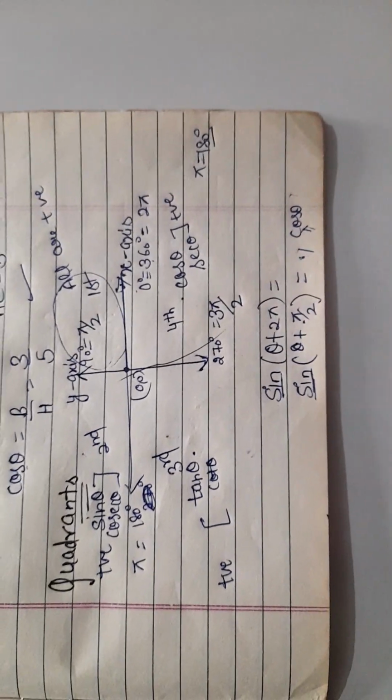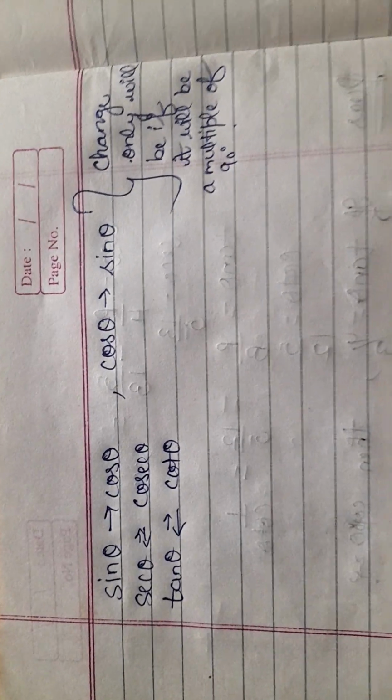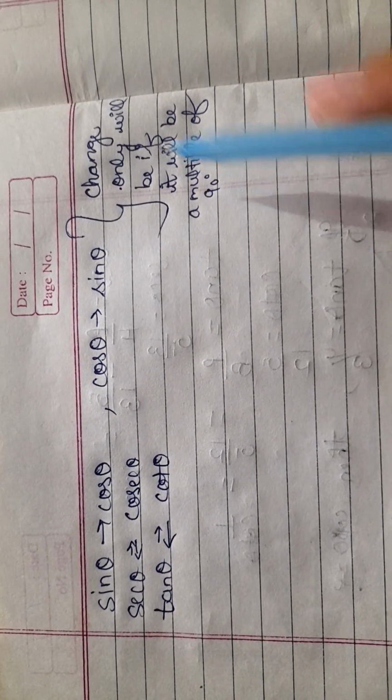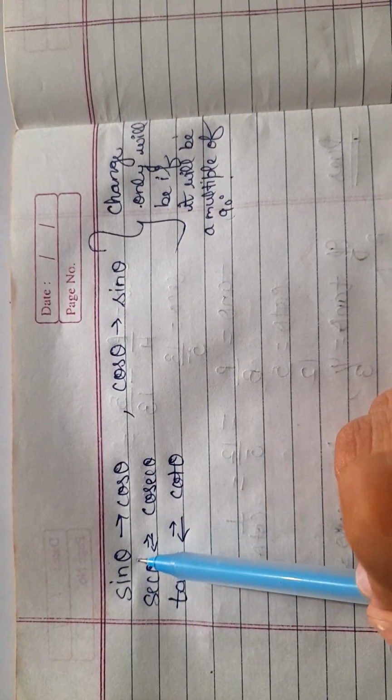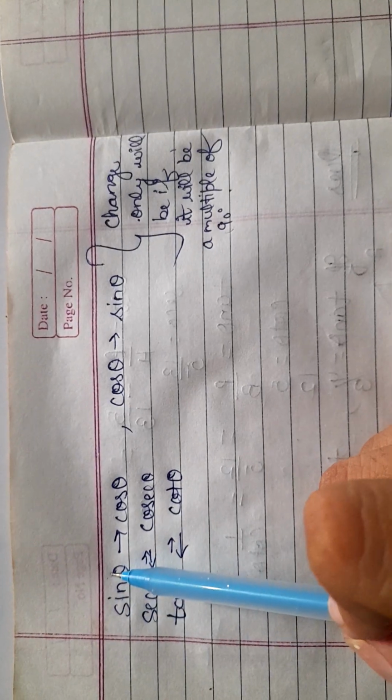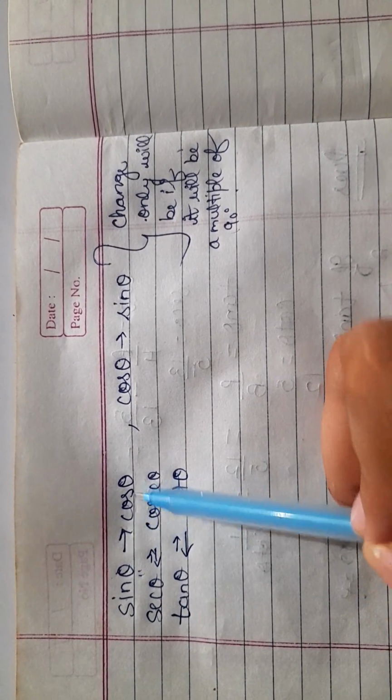Okay, we will try to understand it. The change will happen only if it is a multiple of 90. If it is sine of 90 plus theta, it will change to cos.